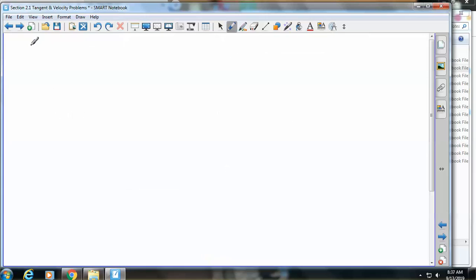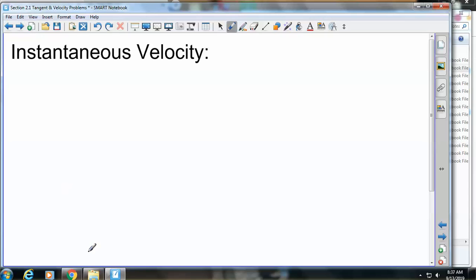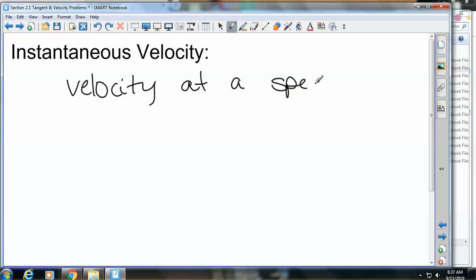So this leads us into the idea of the velocity. We talked about, like with our first graph, we were trying to find the slope of a tangent line, and we used our secant lines to do that. Instantaneous velocity is just velocity at a specific point in time.